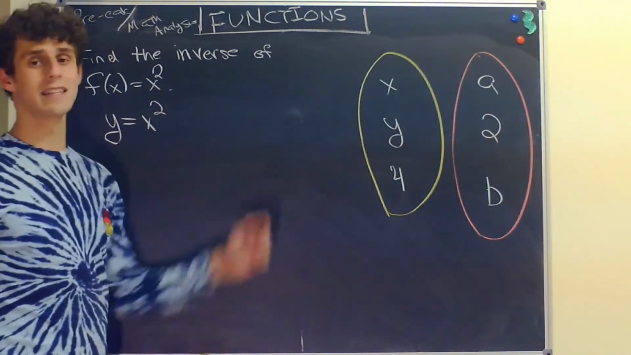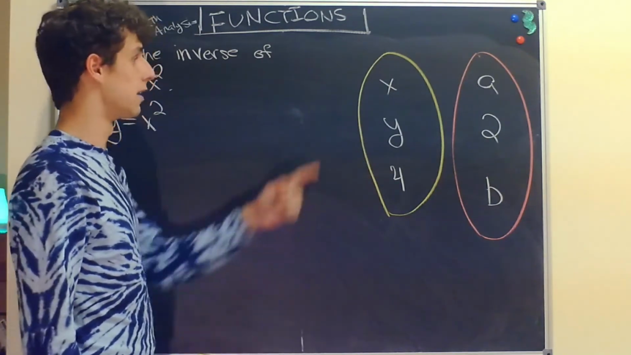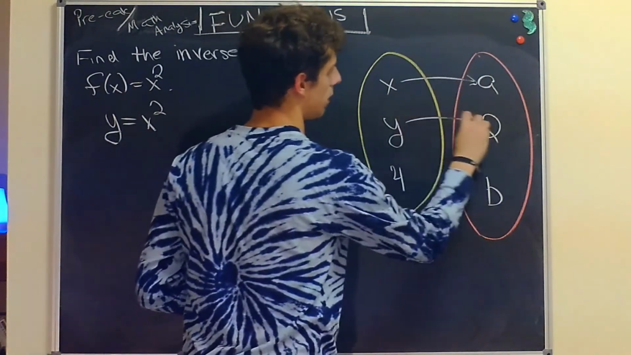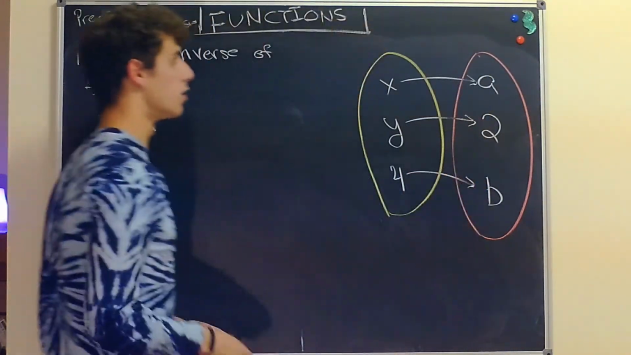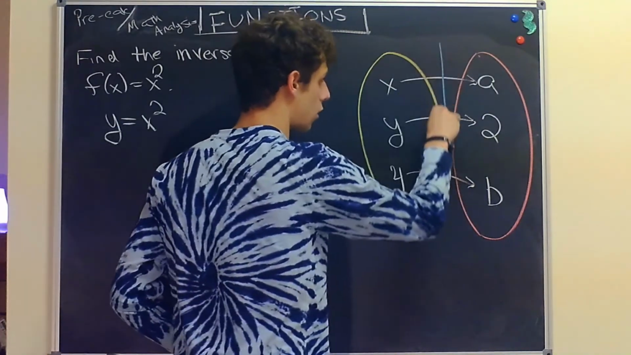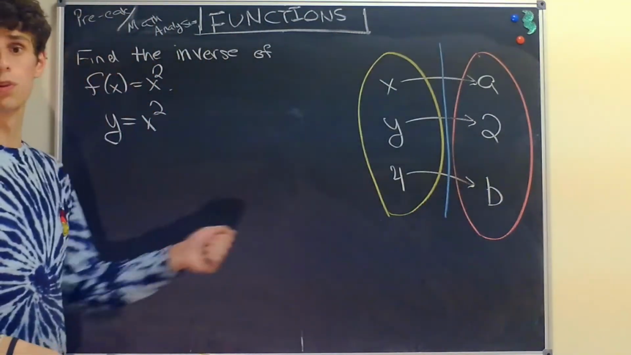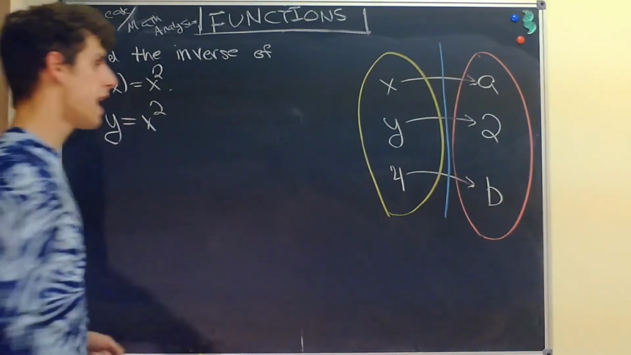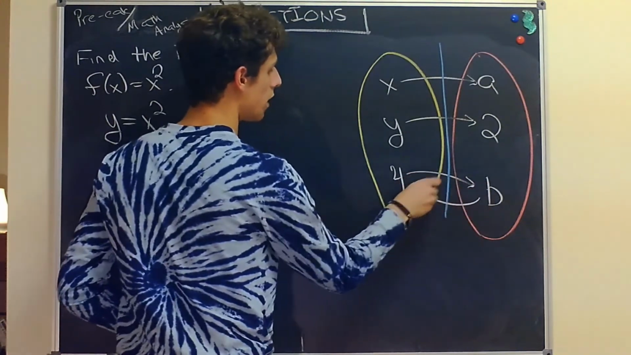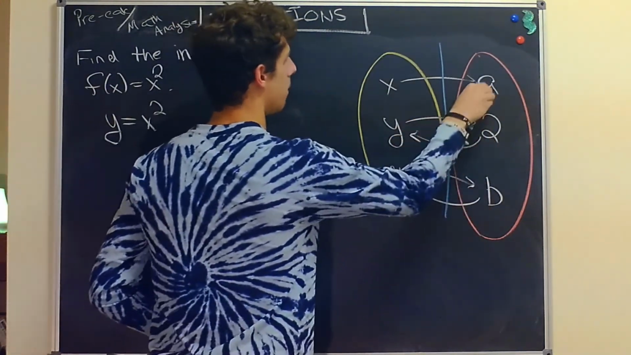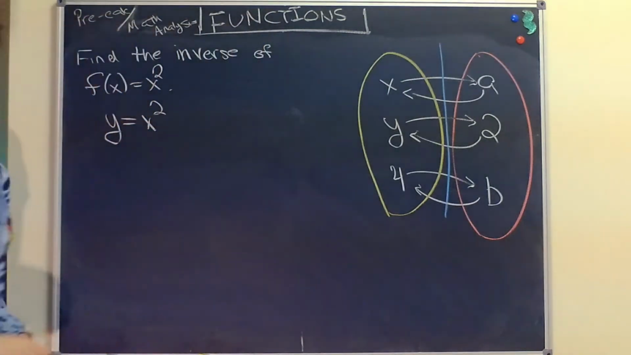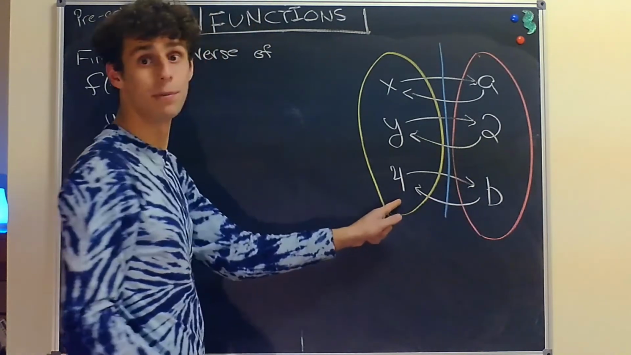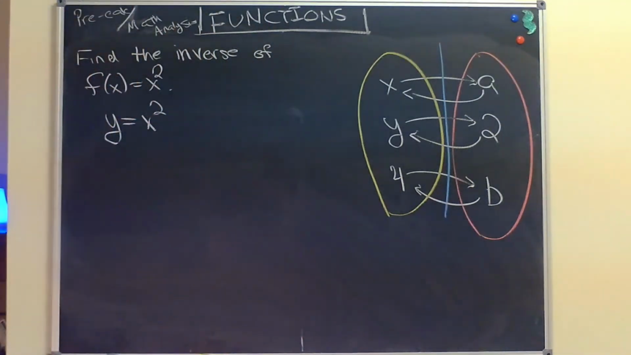So here, if we take this example where we have yellow as our domain and the red circle as our range, then x would map to a, y would map to 2, and 4 would map to b under this function between the two, which I'll color blue. So through this blue function, x maps to a, y maps to 2, 4 maps to b. But what the inverse does is it maps b back to 4, 2 back to y, and a back to x. And so what the inverse is doing is it's actually making the output the input, and it's making the input the output. So that's why we want to switch x and y here.